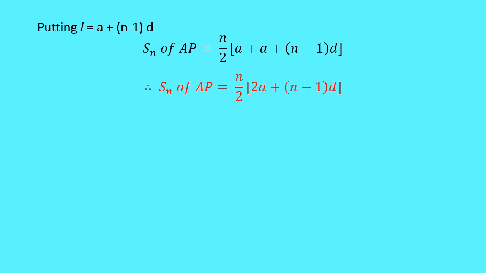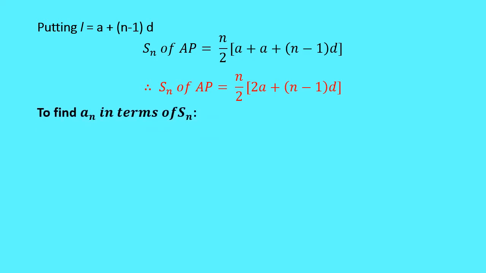When the first term and the last term are given, you can use the formula Sn equal to n upon 2 multiplied by a plus l. If the last term is not given, then you use the formula Sn equal to n upon 2 multiplied by 2a plus n minus 1 multiplied by d.